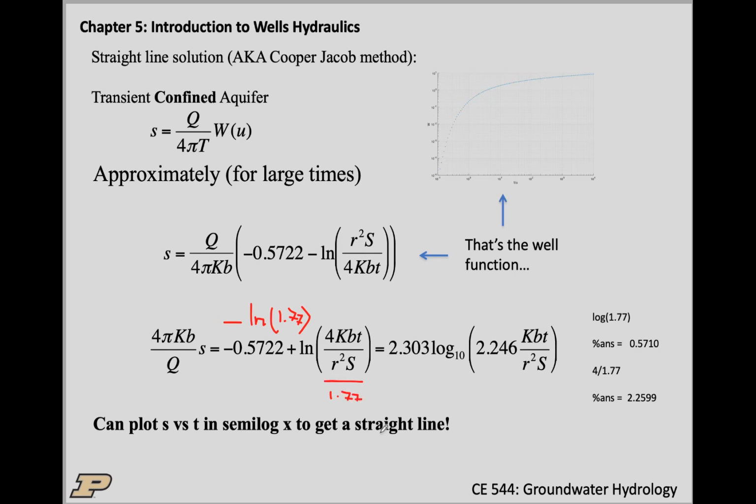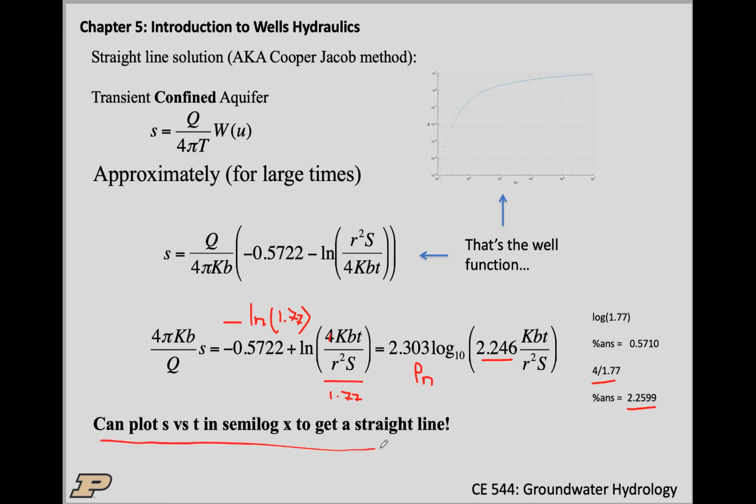And if you do 4 divided by 1.77, you get 2.25. So you can replace this whole expression by either 2.3 log 10 or natural log of 2.25 T t divided by r squared S, where T is transmissivity, t is time, and S is storativity. Again, remember that I changed the signs here. So 4 divided by 1.77 is 2.25. So the 4 is gone, and this is all replaced by this, and then T t over r squared S. Okay. Oops, sorry, I didn't make the main point.